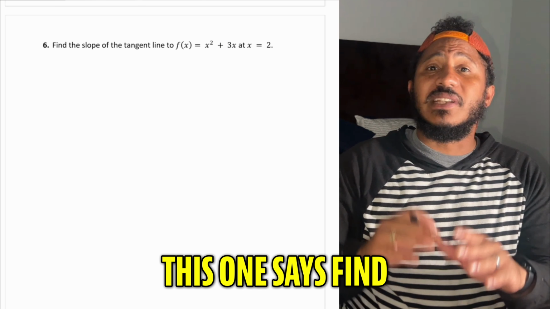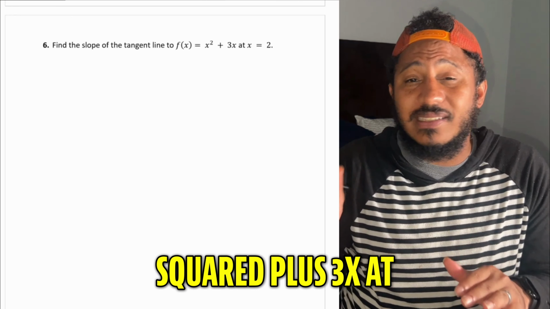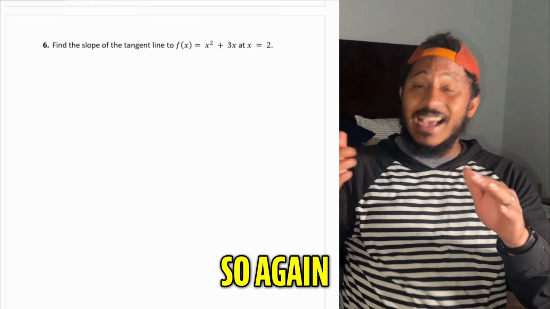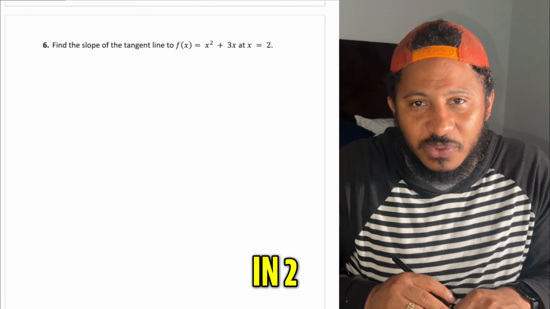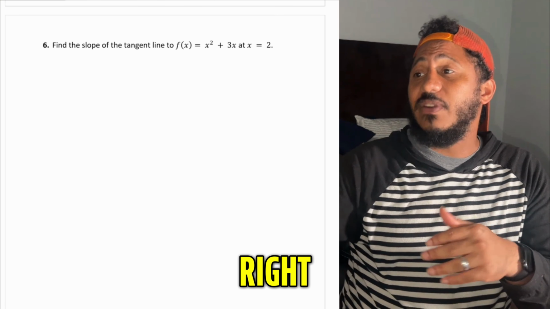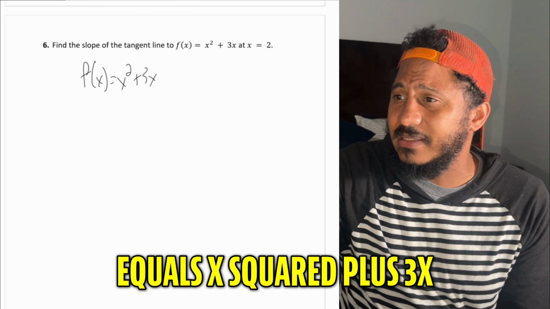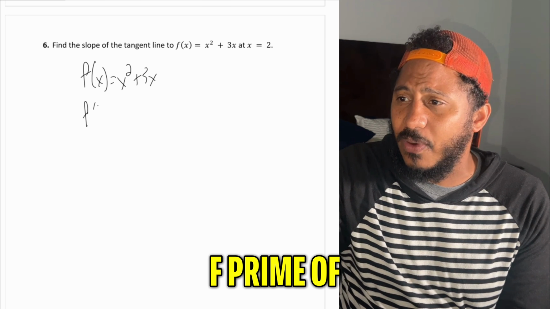Let's try number 6. This one says find the slope of the tangent line to f of x equals x squared plus 3x at x equals 2. So again, that just means find the derivative and plug in 2. So similar to what we just did, just worded a little bit differently so we understand exactly what we're finding, right? So here, if f of x equals x squared plus 3x, then let's first find f prime of x.